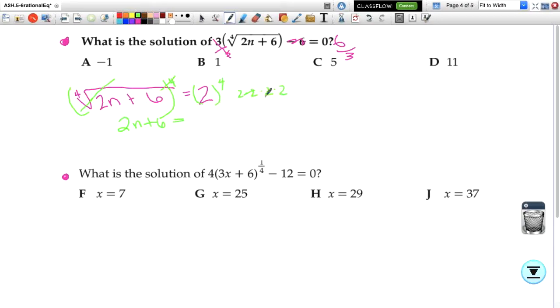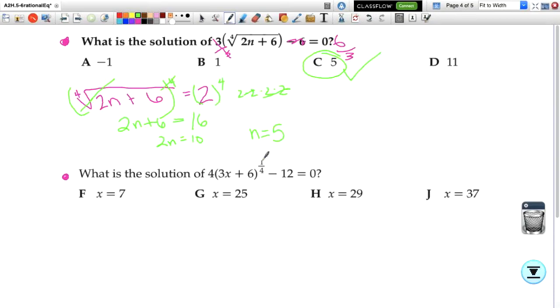2 times 2 is 4. 4 times 4, right? 4 times 4 is 16. I'm going to minus 6 minus 6. Divide 2, I get n equals 5. Okay, so right now this feels like my answer. I should double check and make sure it's not extraneous, especially if one of my solutions is a no solution, right? So 2 times 5 is 10. 10 plus 6 is 16. So what number times itself 4 times is 16? Well, we actually already calculated that. It's 2. 2 times 3 is 6, and 6 minus 6 is 0. So yes, it works. The answer is 5.